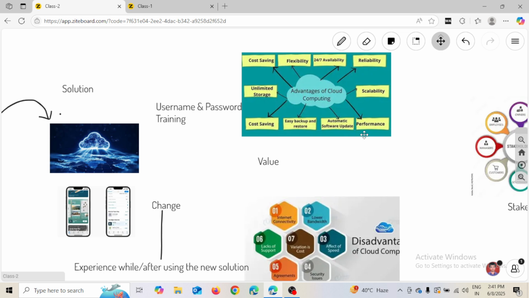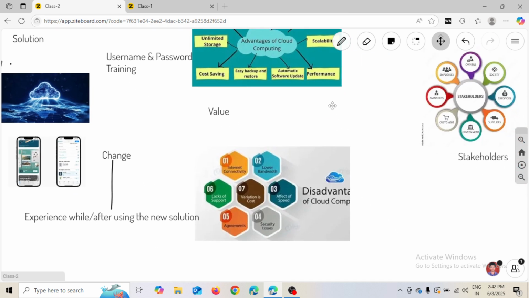Automatic software updates, you can see, is just like a phone or an application that you are using on a daily basis. So there are some updates that you get on a monthly basis for those applications, right? And performance, these are some positive values that we are checking out.